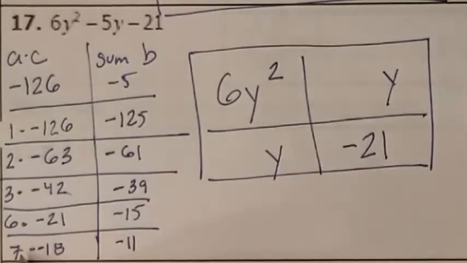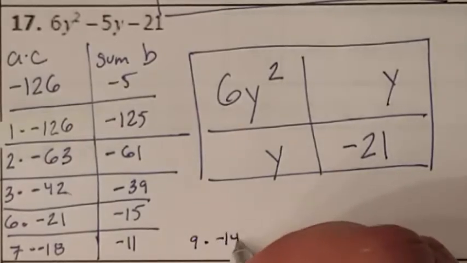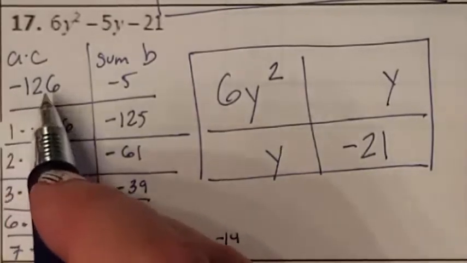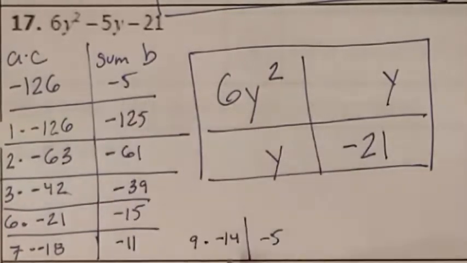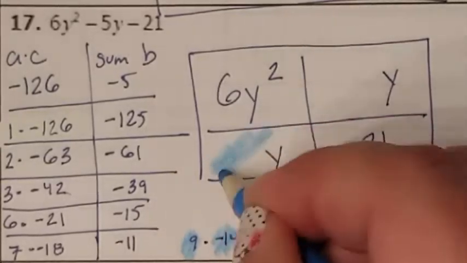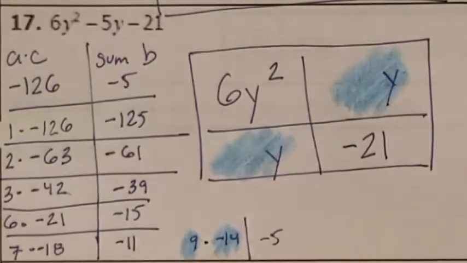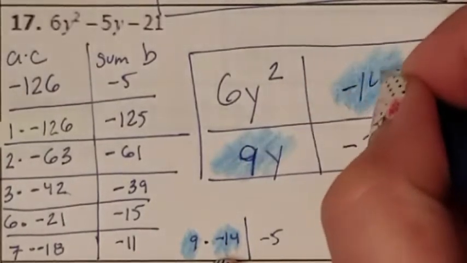8 does not work, so then we try 9. I know that 9 times a negative 14 would multiply together to give me negative 126, and when I added these together, I got the negative 5 that I needed. My list didn't get long enough. I needed that to go over there. So I just found the two numbers that I need are 9 and negative 14. Those are the numbers that are going to go right here. So that was a positive 9, negative 14, negative 14.